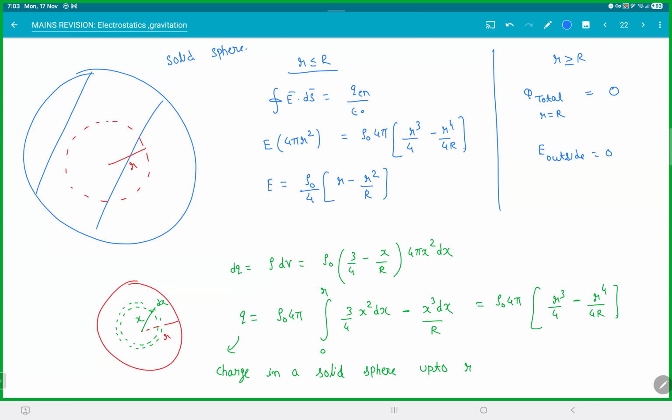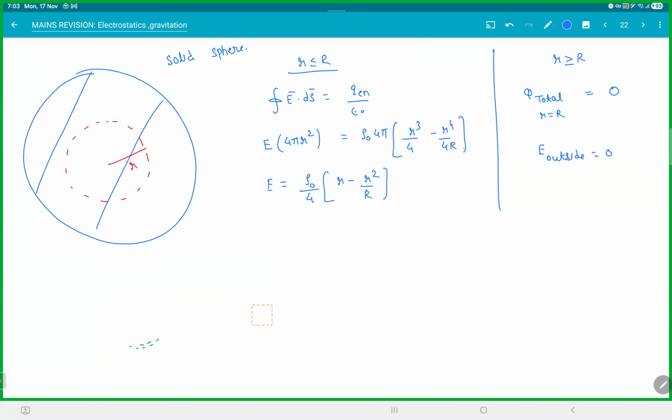So I want the graph now. First of all, I need to find the maximum value also. This is a parabolic function. So for maxima, dE by dr is equal to 0. That would be 1 minus 2r by capital R is equal to 0. We get r is equal to R by 2. Perfect. So if I plot the graph, this is how it looks.